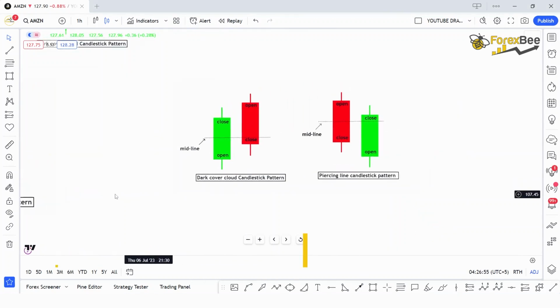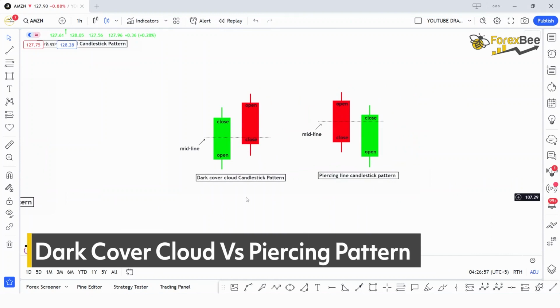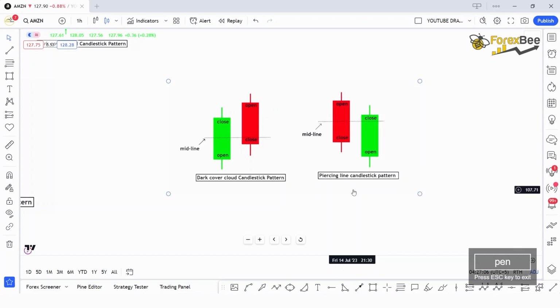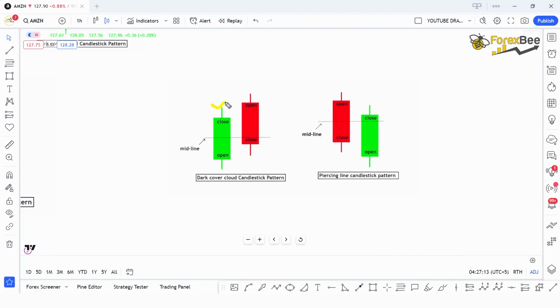A trader might get confused while identifying this candlestick pattern on a trading chart because of its similarity with the piercing line candlestick pattern. But there is a significant difference: in a dark cloud cover candlestick pattern, the first candle is always a bullish one, while in a piercing line candlestick pattern, the first candlestick is always bearish in nature.